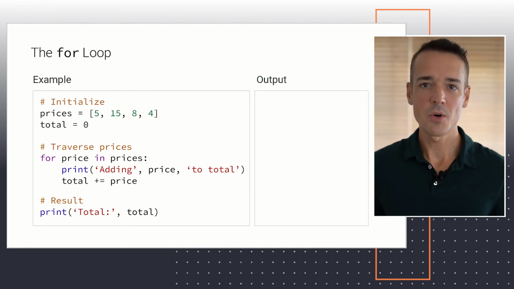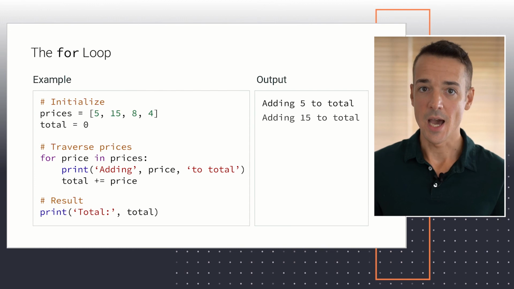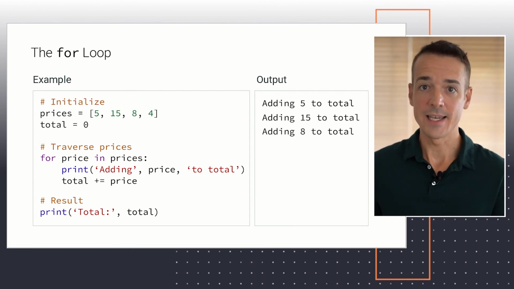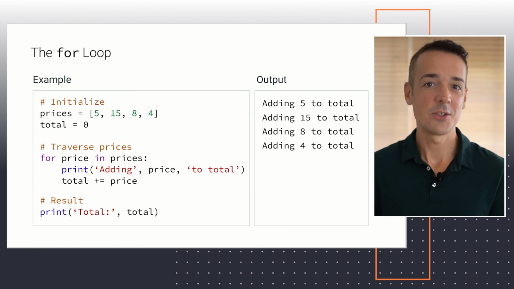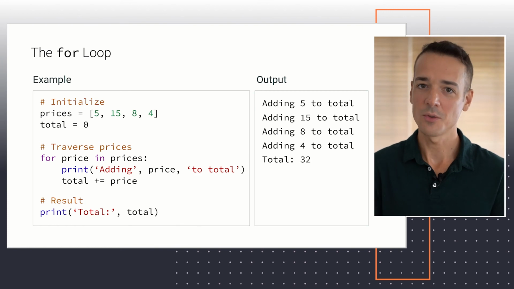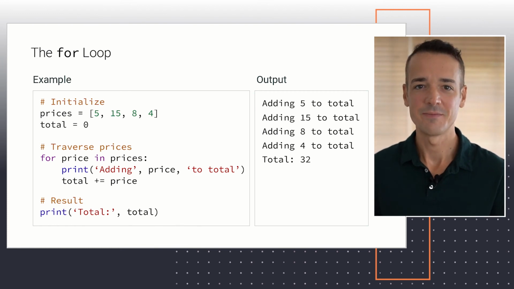The output of this program looks like this: adding 5 to total, adding 15 to total, adding 8 to total, adding 4 to total, and finally, total: 32.